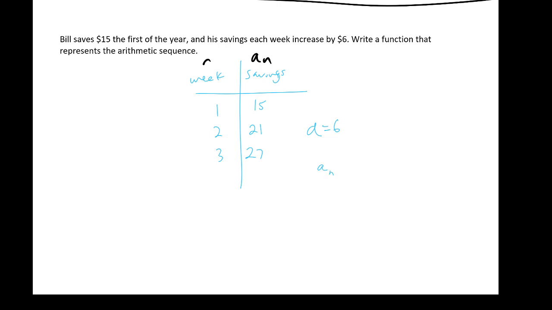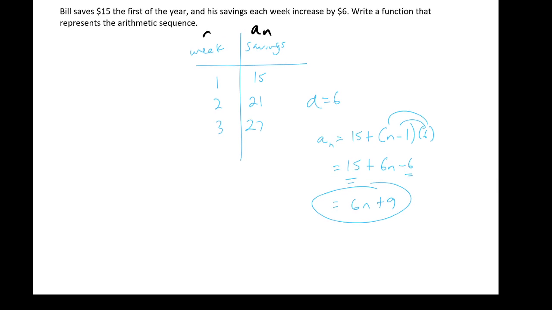So our function is a sub n. First term is 15 plus, and then we're going to have in parentheses n minus 1, and then again times our common difference. And we're going to distribute that back. 15 plus 6 times n is 6n. 6 times negative 1 is negative 6. Combine your terms. And then we're going to have 6n. And then 15 minus 6 is going to be positive 9. So there we go. All right.